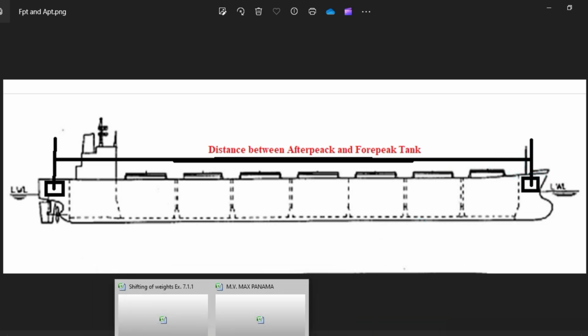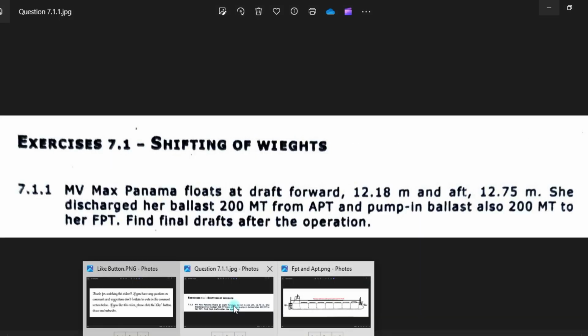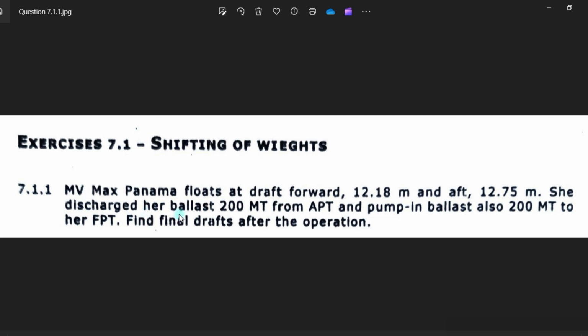So this is the problem. This Panamax vessel has a draft forward of 12.18 and an updraft of 12.75 meters. He is going to discharge or pump out 200 metric tons of ballast in the Afterpeak, and after completion of this pump out, he will pump in ballast of the same amount of 200 metric tons to Forepeak tank. So upon completion of this whole operation, we will see how much will be his final draft after the operation.